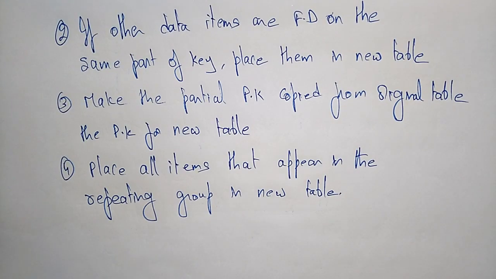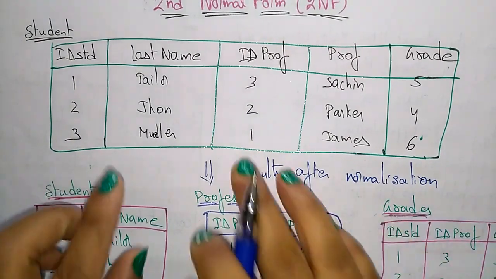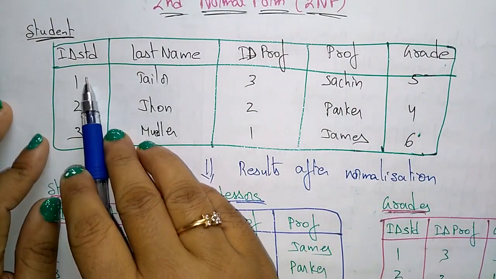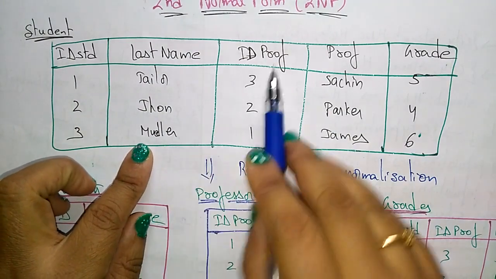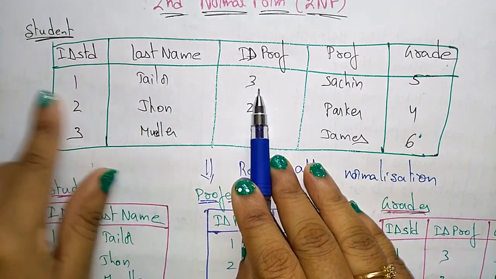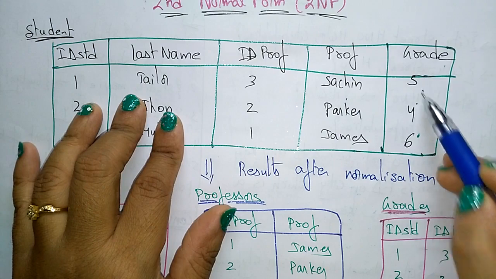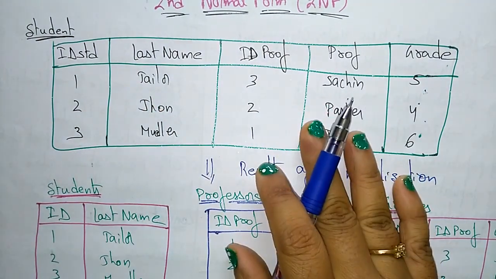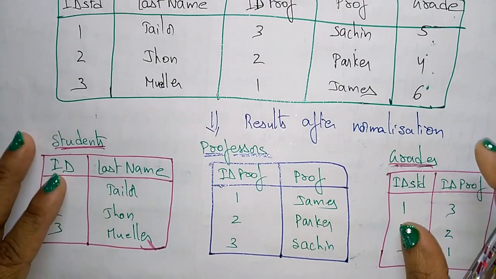So let's see an example for this second normal form. Here I have taken a table which is not normalized and has redundant data. Here the student IDs are 1, 2, 3, with the names of the students, and a professor ID, then the professor name related to that student, and their grades. This is a table which contains inconsistent data, which means it is not clear. So you just decompose the table through normalization.